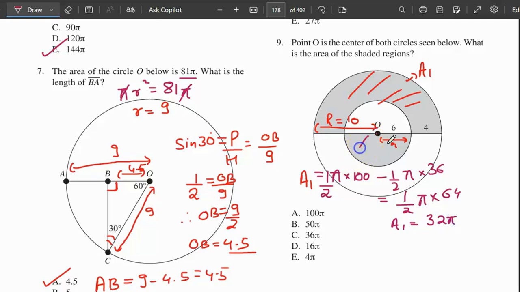And this is simple. This is just the semicircle. Let's say this is A2. So area of the semicircle is half pi into radius square, that is 36. 6 square is 36. So this is coming as 18 pi. Now the total area will be the sum of both of them.